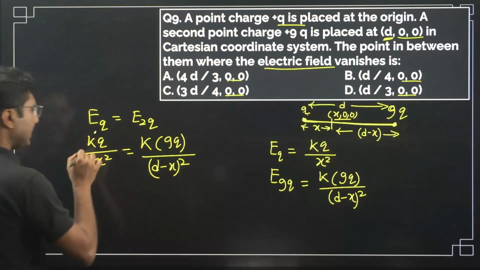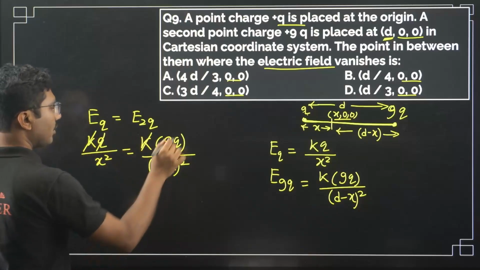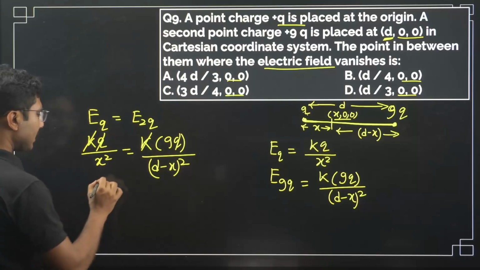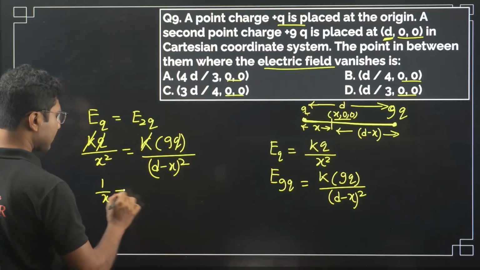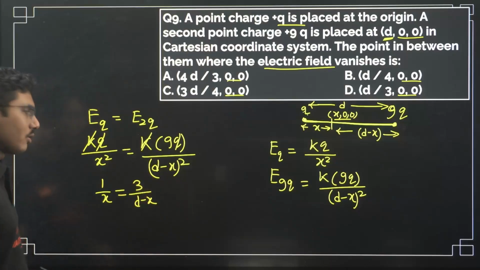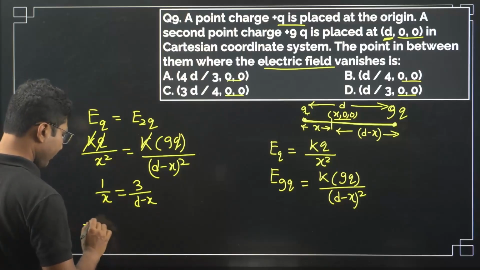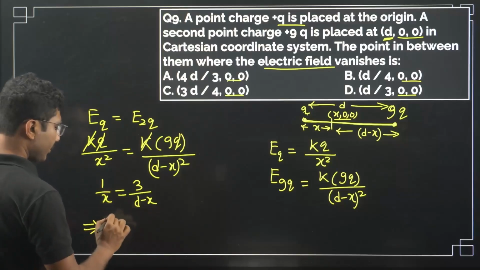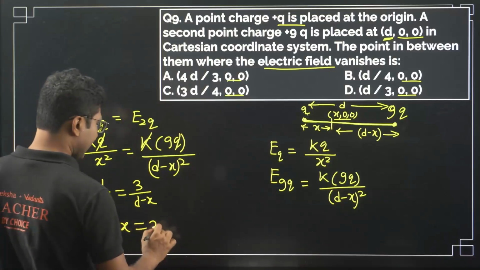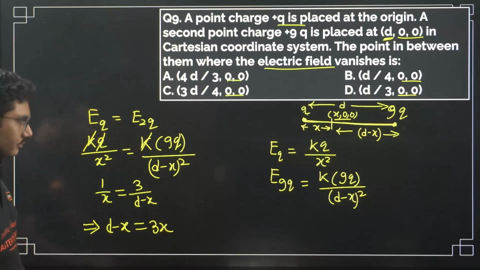As you can see, K cancels, q cancels. Now square root both sides, you get 1 by x equals 3 by d minus x. We have taken square root on both sides and we have ignored the negative sign. Obviously distance cannot be negative in this case. So d minus x equals 3x.